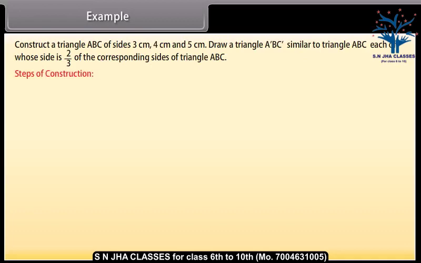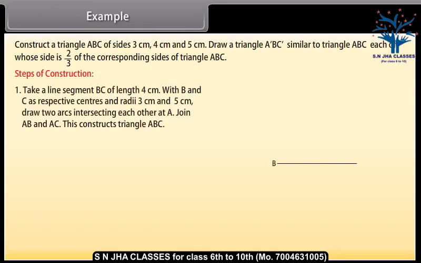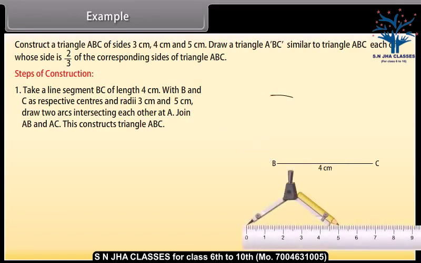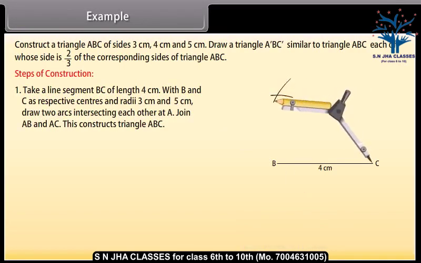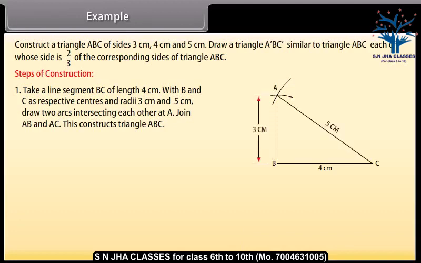Steps of construction. Take a line segment BC of length 4 cm, with B and C as respective centers and radii 3 cm and 5 cm. Draw two arcs intersecting each other at A. Join AB and AC. This constructs triangle ABC.